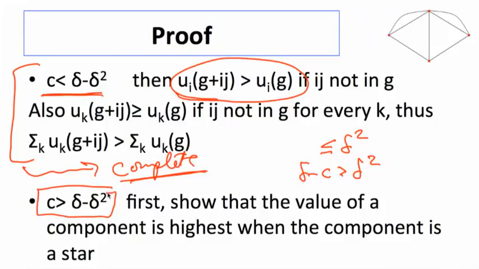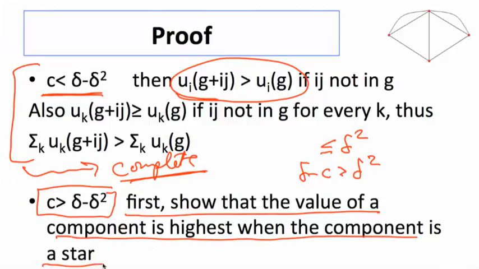Okay? So what we're going to do is instead look at the case where C is bigger than delta minus delta squared, so we don't want to form the complete network. And we're going to do two things. First, we're going to show that the value of a component is highest when the component is a star. And then you don't want to have multiple stars, you're better off having one star. And then we can just compare whether it's better to have a big star with everybody in it or no star at all. Okay? And that'll be the difference between the medium cost and the really high cost.